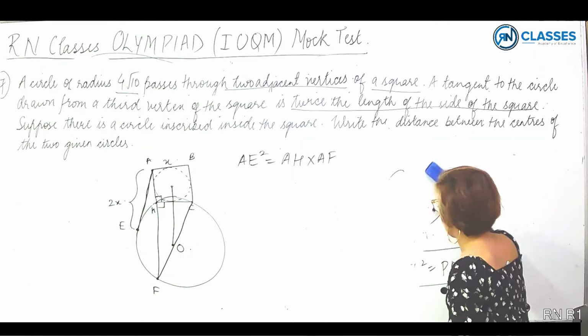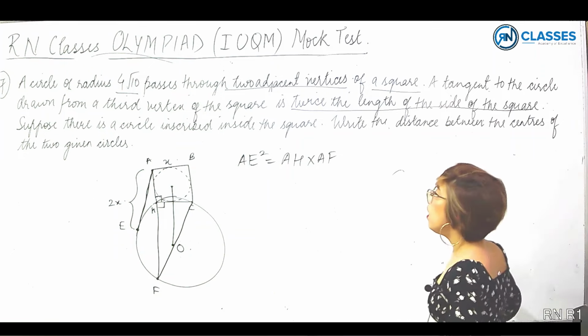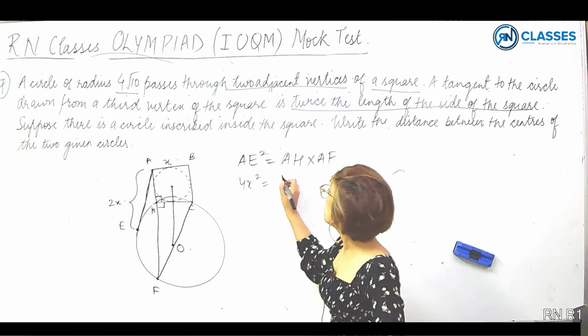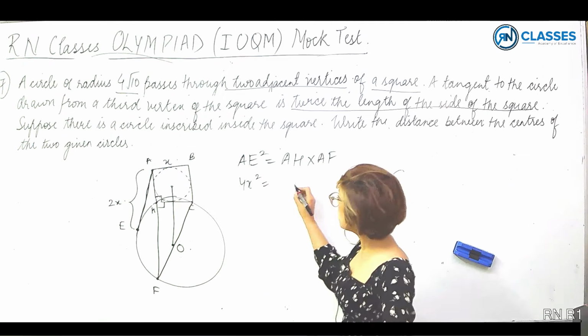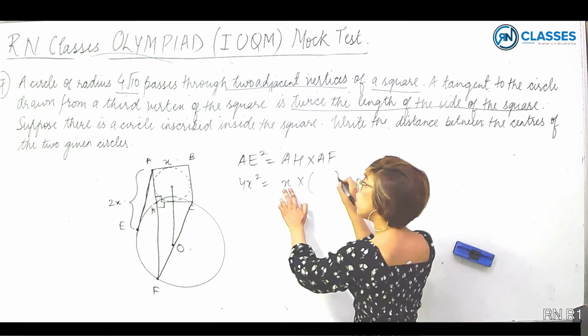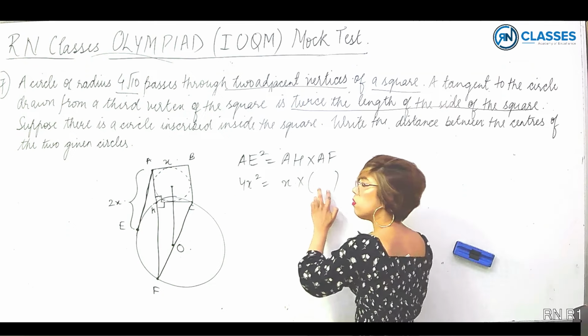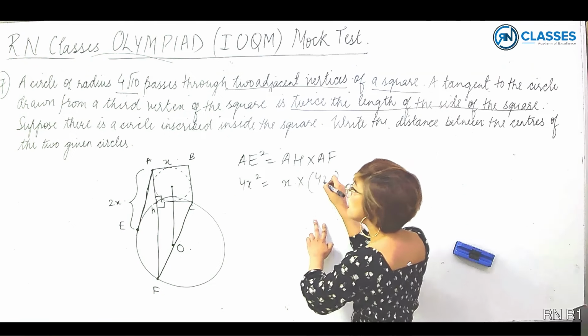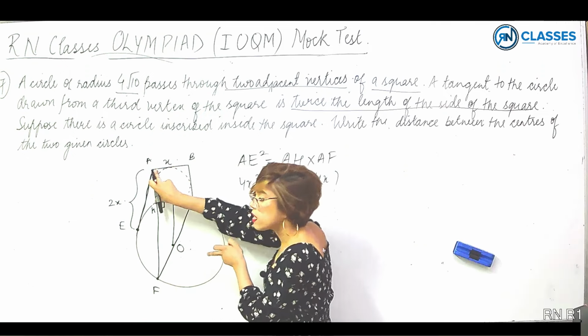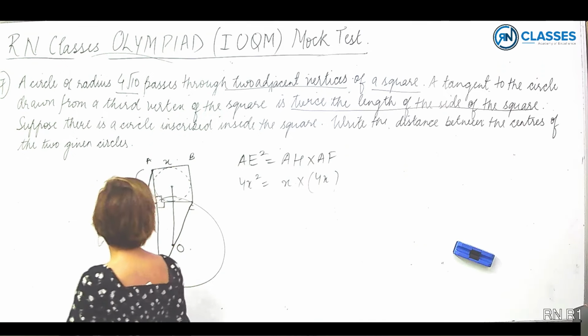Okay. Now, AE obviously is 2x, whole square, so that is 4x square, is equal to AH, which obviously is the side of the square, that is x, into AS. Now, what should I multiply x by in order to get 4x square? Obviously 4x. Right? That means AS, this entire length, is 4x. And out of which this is x. That means HF would be 3x.